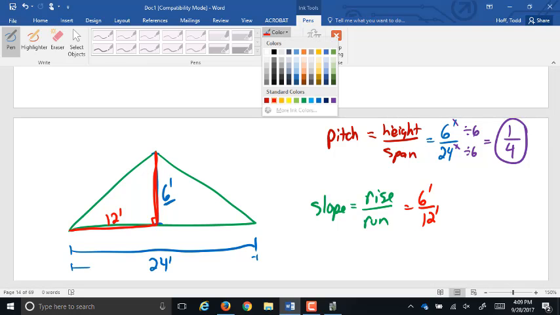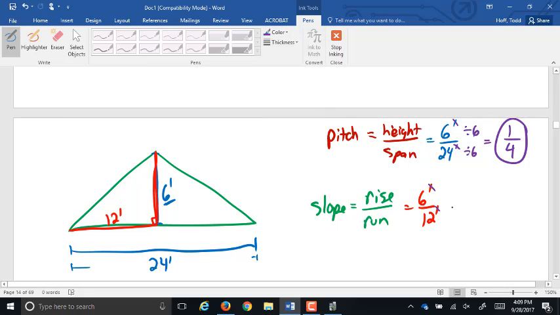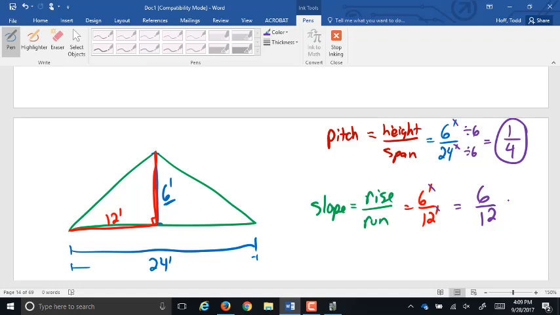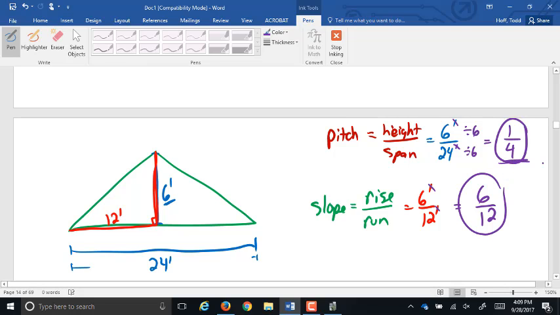Now there's still a ratio because both of them are feet, but the feet cancel out. Now I purposely chose the 24-foot span so that the bottom of this would be 12. The slope is typically stated as out of 12 because there's 12 inches in a foot, so it's really your inches of rise per 1 foot of run. So a 6/12 slope and a 1/4 pitch mean the same thing. A lot of people will say, oh, there's a 6/12 pitch on that roof. It's not. It's a slope, not a pitch.